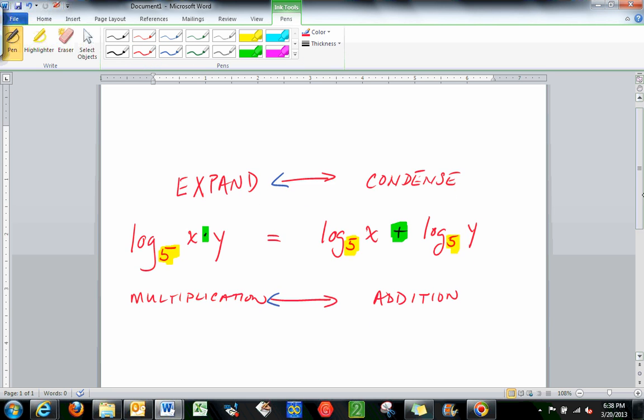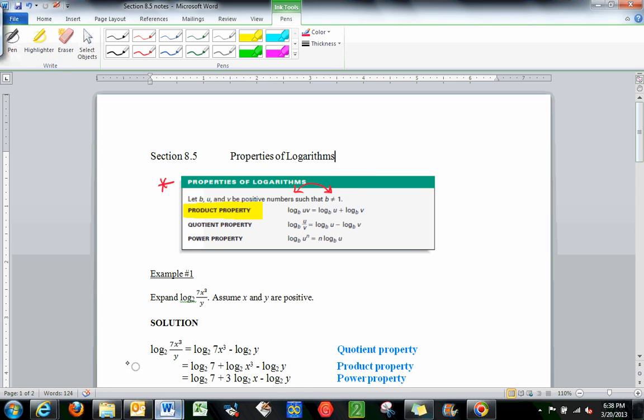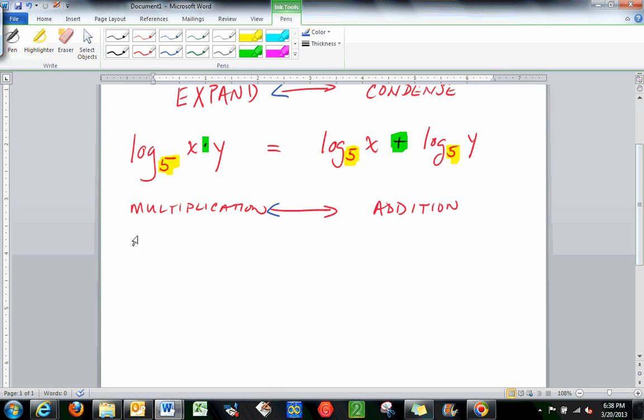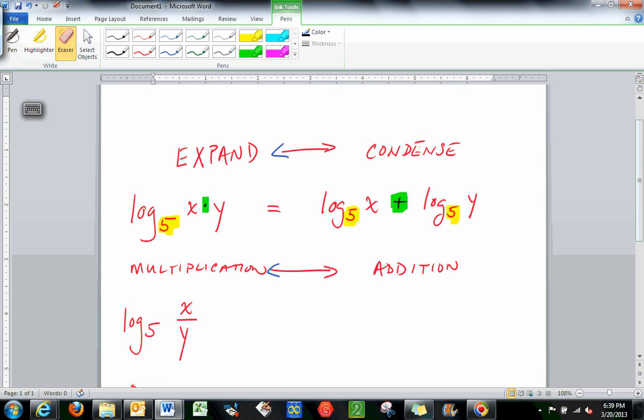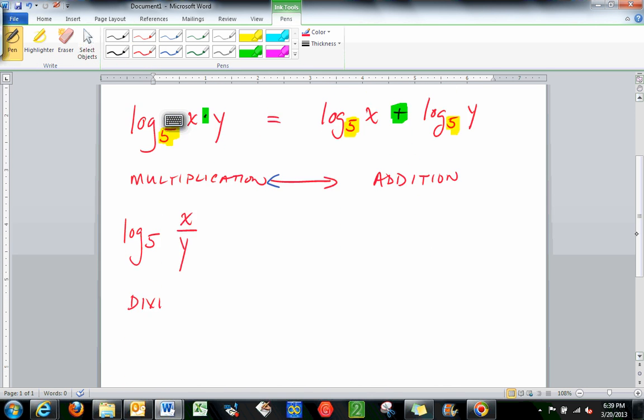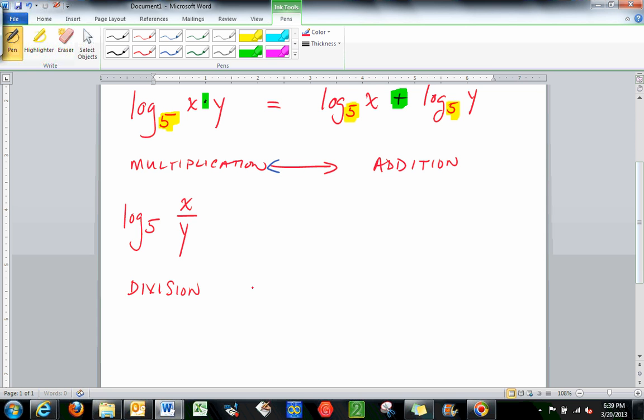So let's take a look at the next property that we have. In the second property, we have the quotient property, and so we have a log that has a divided part in it, and we're going to break this up into subtraction. So let's take the same example. Let's say log base 5, except this time we'll do x divided by y. So division is going to lead us to subtraction.